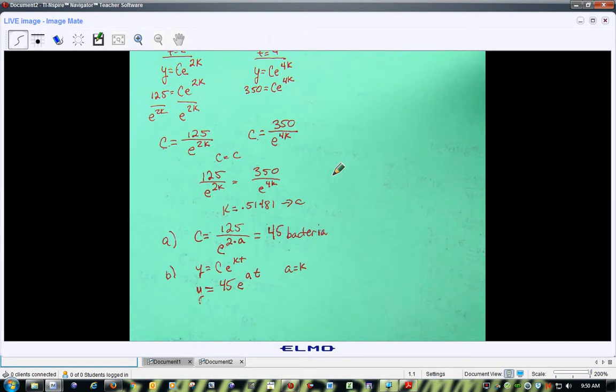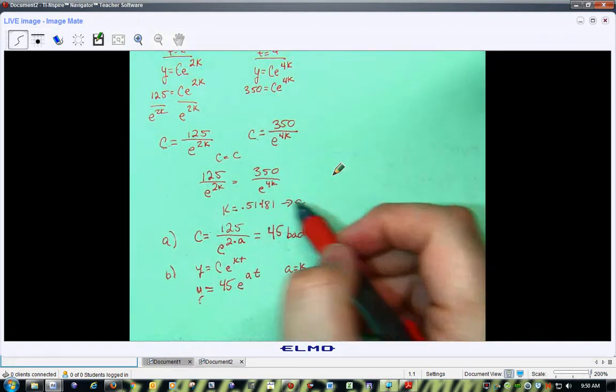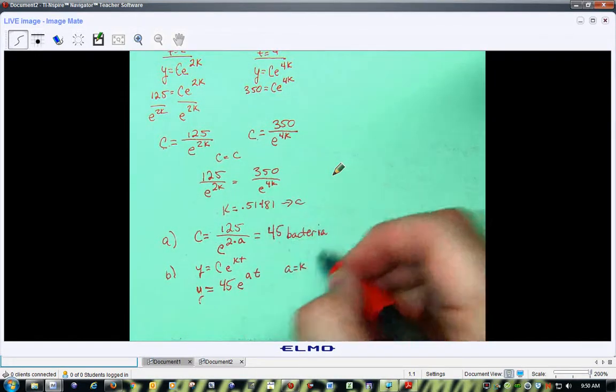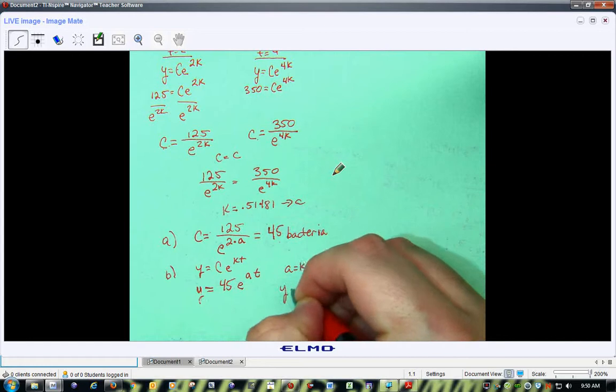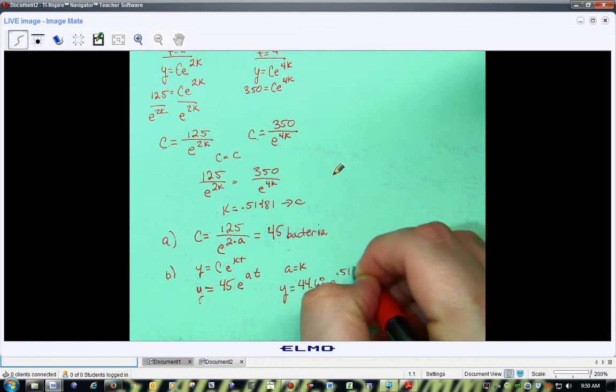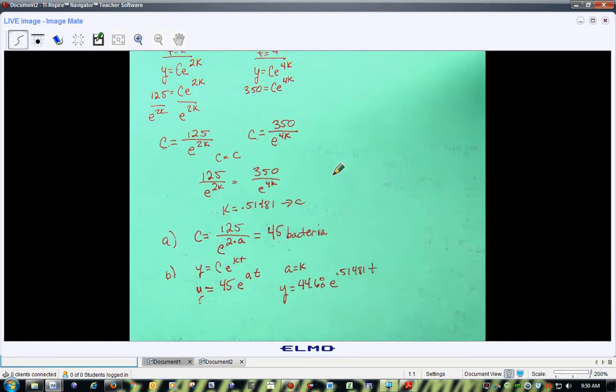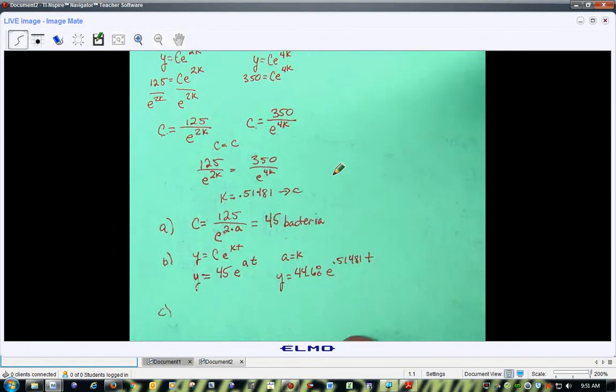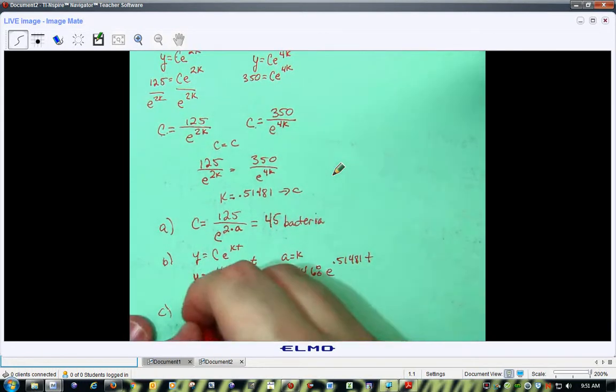So B said, all right, do that. You could have figured out K was 0.51481. You could have said y was equal to 44.68 and so on, e to the 0.51481 t power. You could have come up with something like that. You still would have got the right answer for the next part. C says how many when t equals 8. So 8 hours later, what do we get?